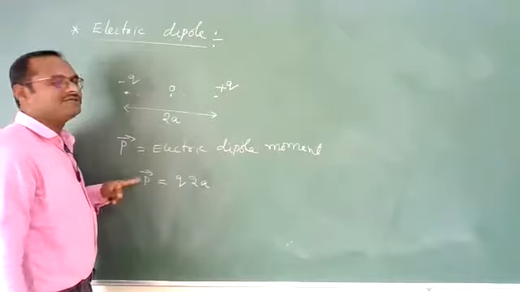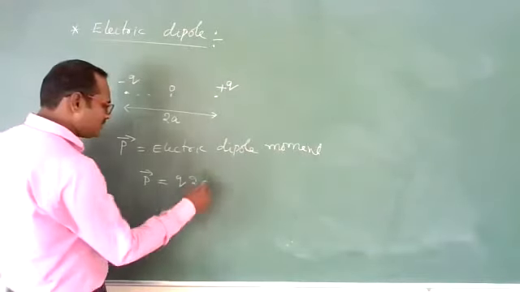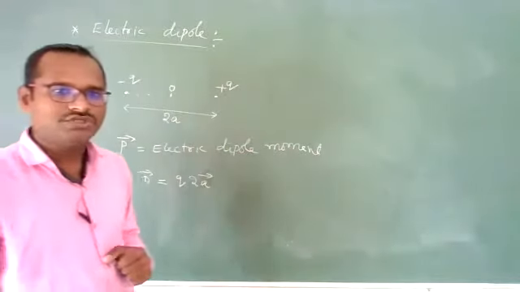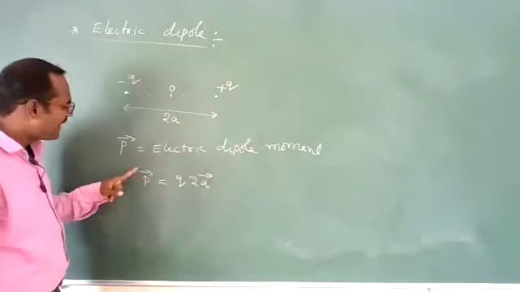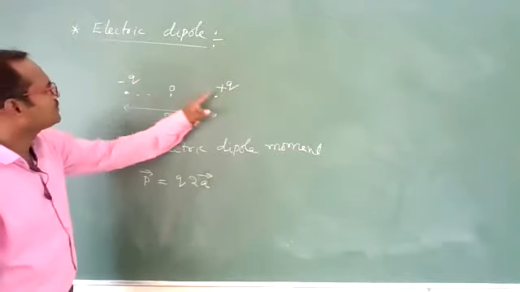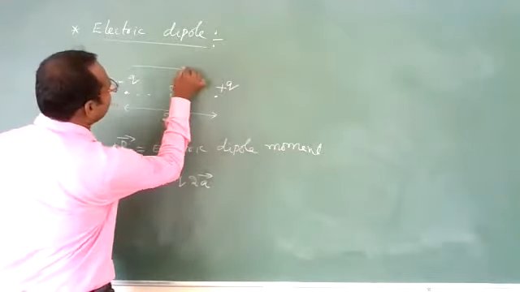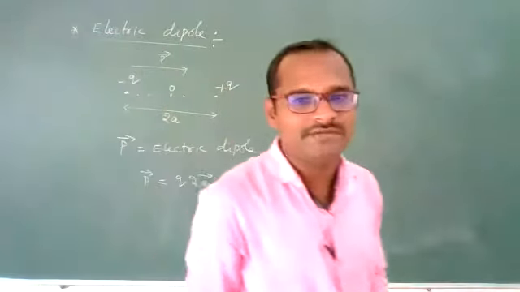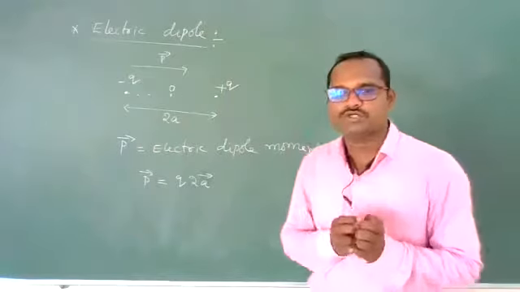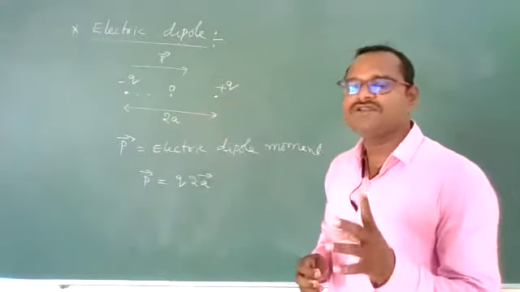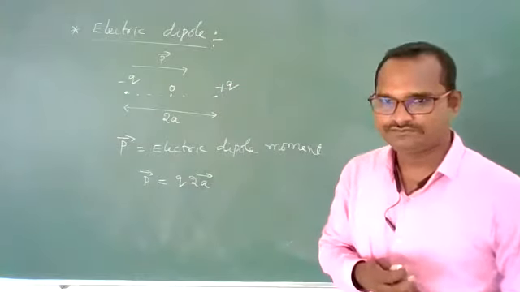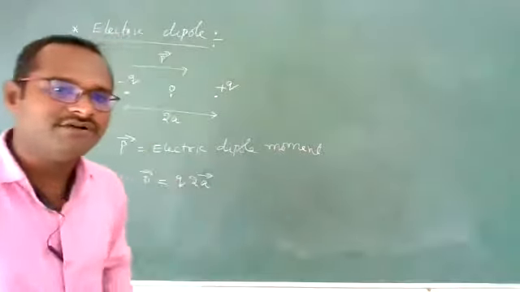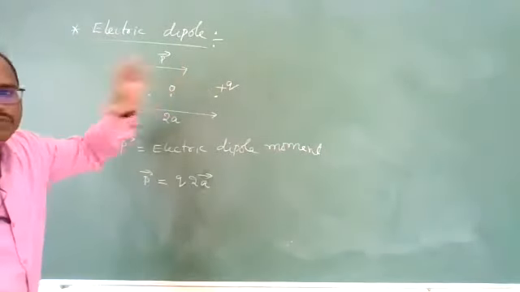And electric dipole moment is a vector quantity. Its direction is in the direction of this 2a, always from the negative to the positive charge. Remember this point. Always the electric dipole moment will be from negative charge to positive charge. The electric field will be from positive to negative charge, but the electric dipole moment will be from negative to positive charge. You need to remember this point.